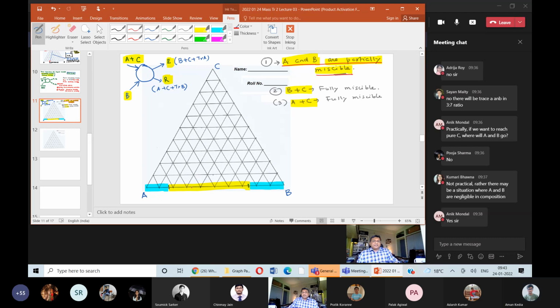Any AB composition, since we are on the line AB, has only A and B varying. From the graph you can say what the compositions are. This corresponds to, let's say, 66% A and the rest B. This is like 80, 70, 60. This is like 54% A. This is like 42% A. Everybody agrees? And this is like 88% A, and this is like 15% A.